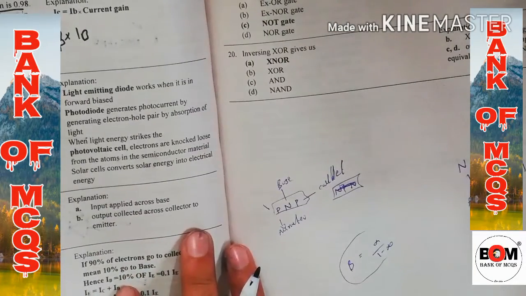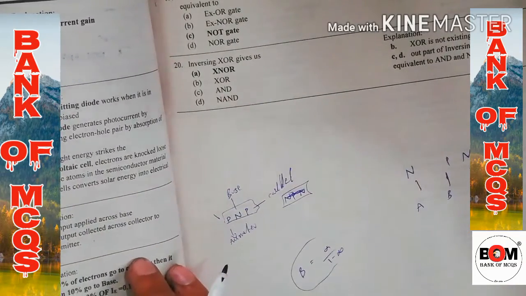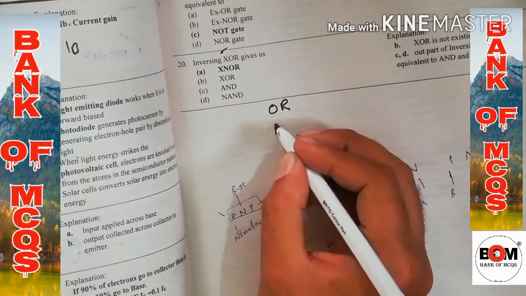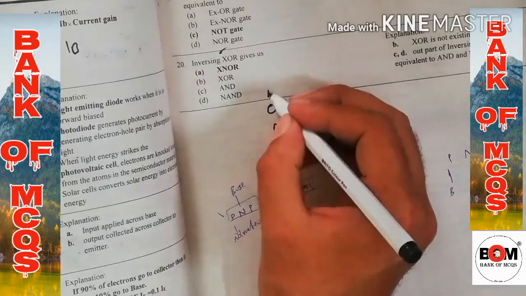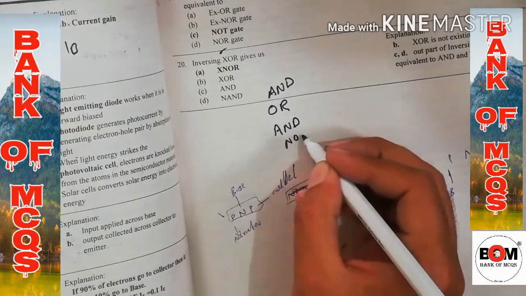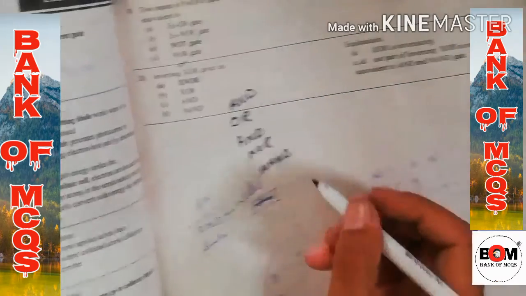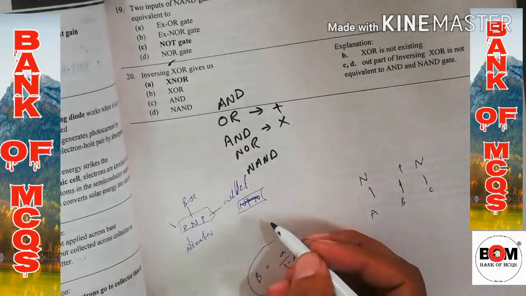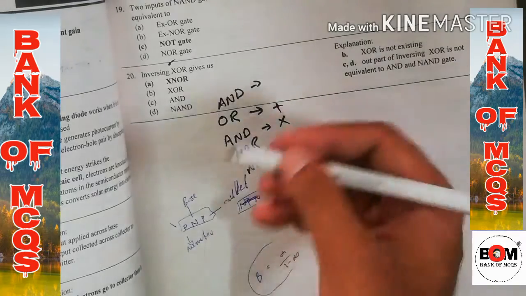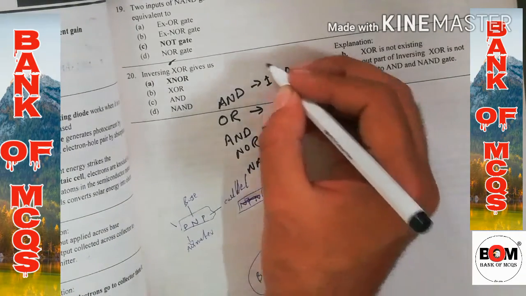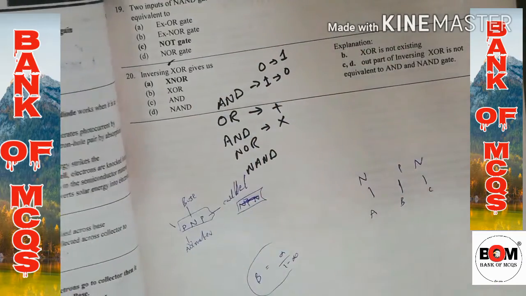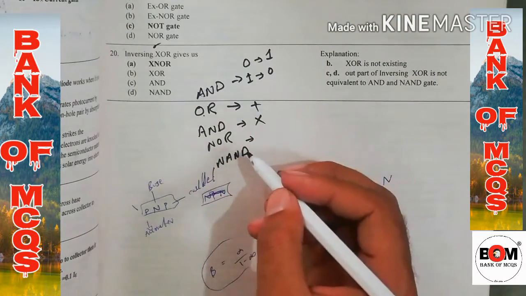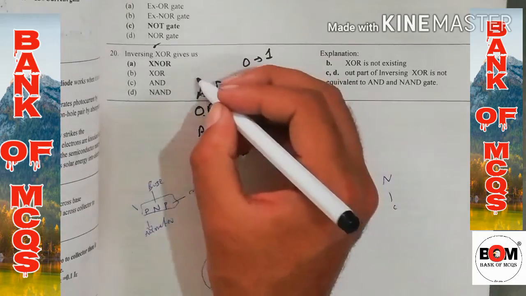This is equivalent to which gate: XOR gate, NOT gate? Explanation: inverting. The options are OR gate, AND gate, NOR gate, and NAND gate. OR means this gives the inputs added. AND gate multiplies them. NOT means inverse it. If it is 1, then it will make it 0, or if it is 0, then it will make it 1. NOR gate is the sum of OR gate and NOT gate. Where is NOT gate? This is NOT gate.